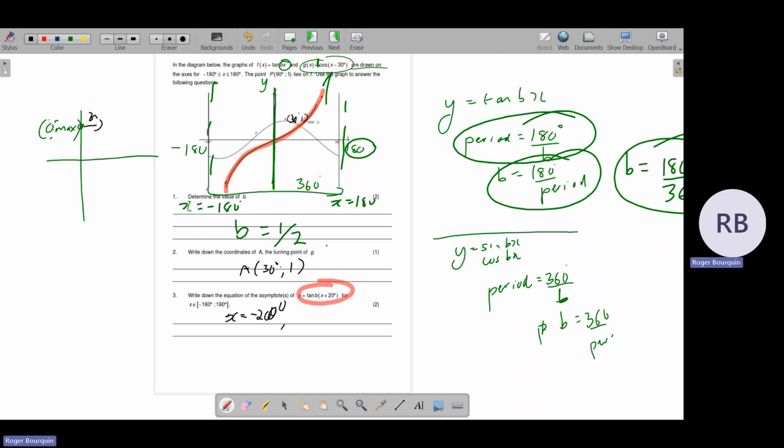Okay. All this is saying to you is if you pick the graph up and move it 20 to the left, what are the new asymptotes going to be? Okay. Right, try the next page.